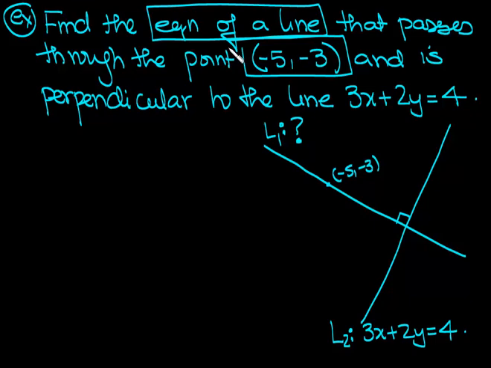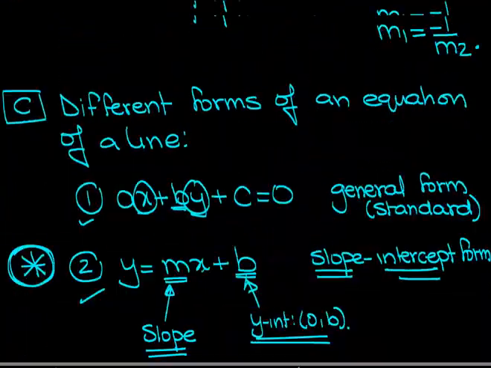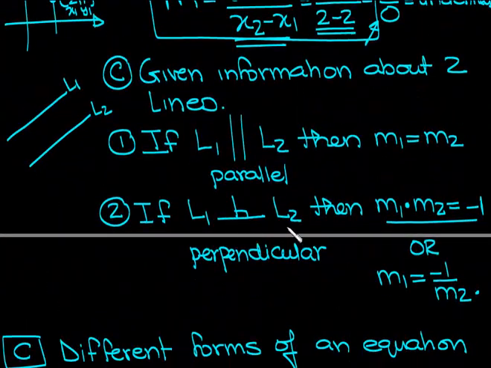But they told you something about the two lines you're working with. The line you're looking for is perpendicular to the second line. And we do know something about perpendicular lines and their slope. What do we know? Their product is -1, or the slope of one line is equal to -1 over the reciprocal of the second line. Okay, so let's do that.